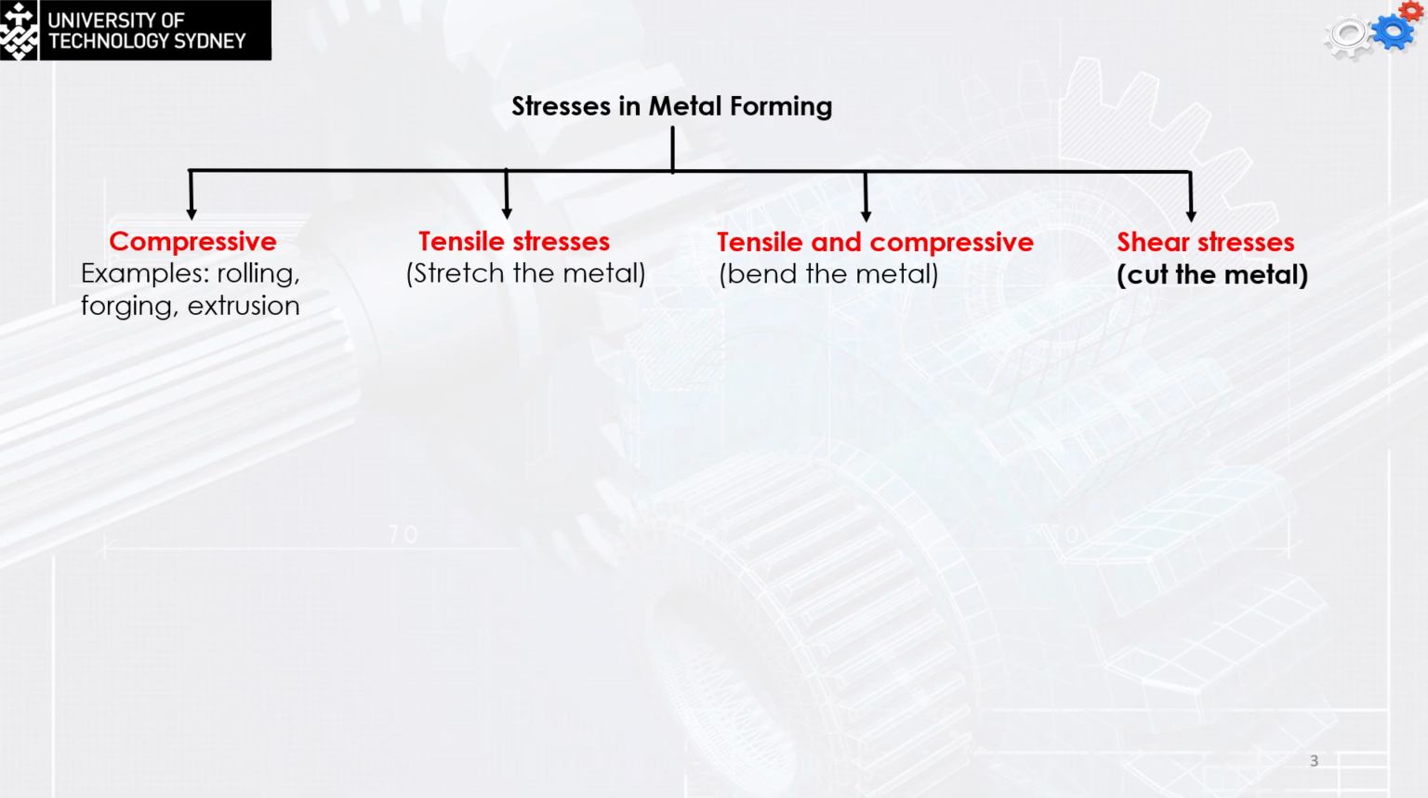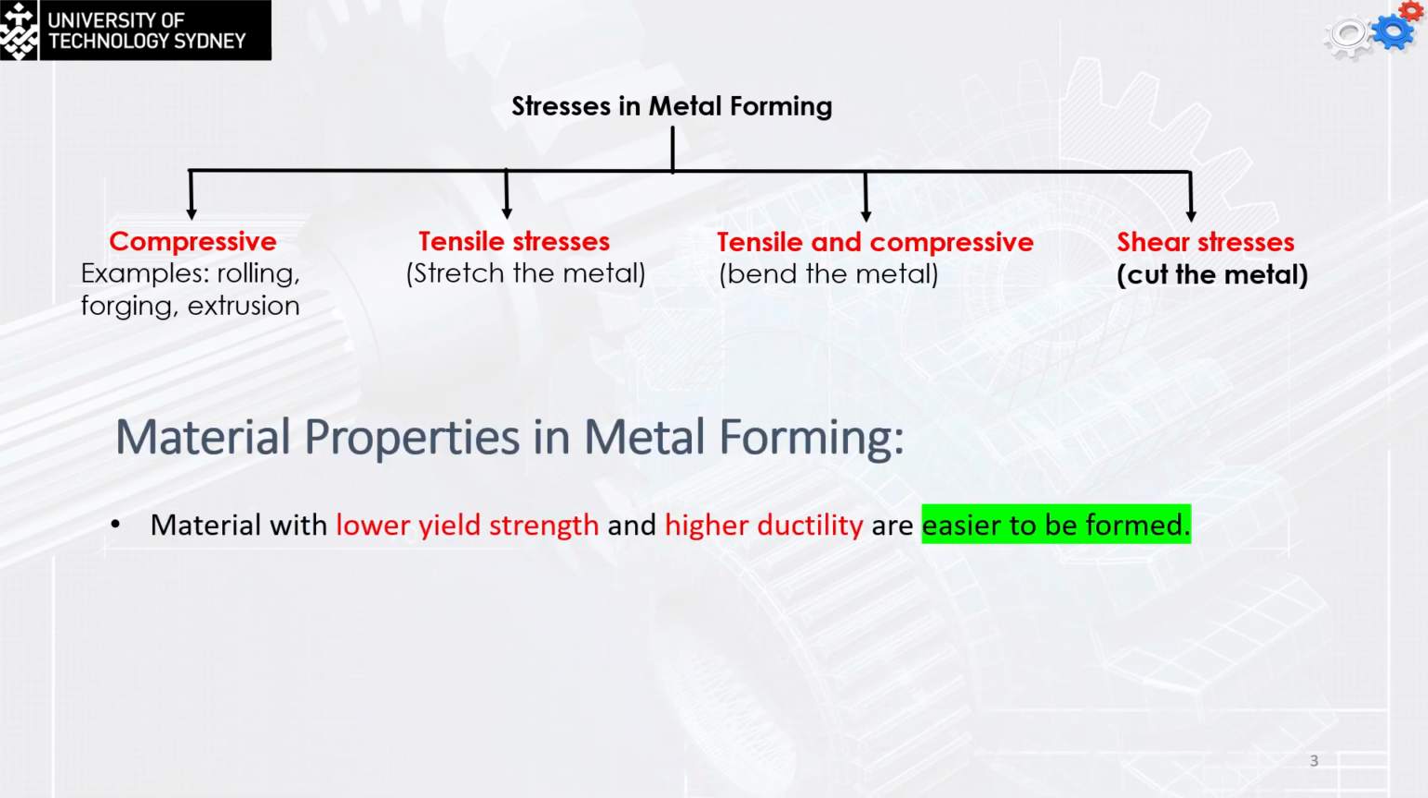The material properties in metal forming: a material with lower yield strength and higher ductility is going to be easier to form. Okay, so when I highlight something, that means this can be a possible question in the quiz. So once again, we need a higher ductility and lower yield strength. So not too strong, and it should have a good ductility. Otherwise, it's going to fracture, and that's for the ductility point. And it's going to use too much force.